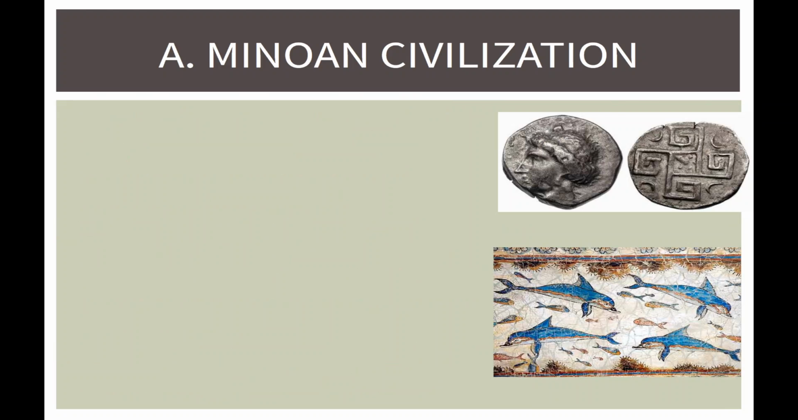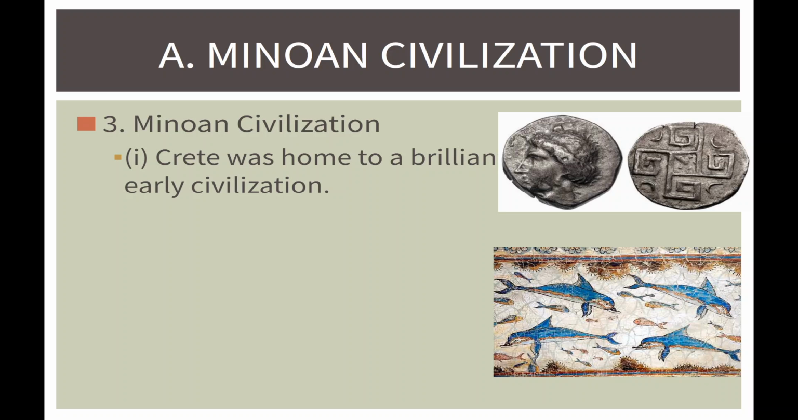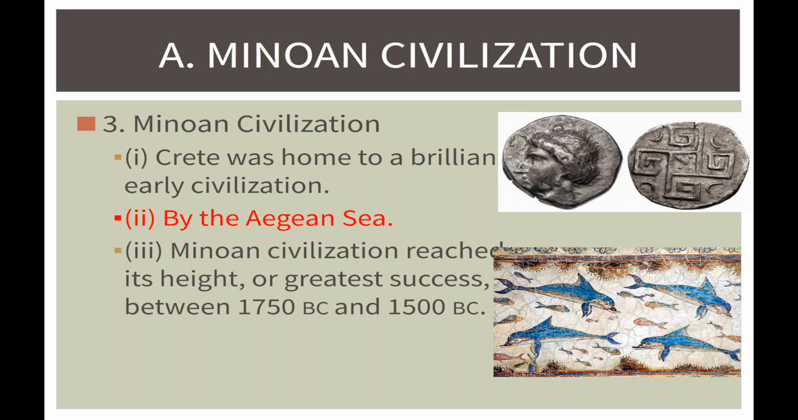Minoan civilization. We also know a couple other things about the Minoans. Number one, we know that they were a very intelligent group of people, very brilliant early civilization, very well evolved. Okay, they were by the Aegean Sea. We've already kind of established that. The Minoan civilization reached its height and its greatest success, kind of what we call the Golden Age, between 1750 BC and 1500 BC. So it's going to last, that Golden Age, I should say, for about 250 years.